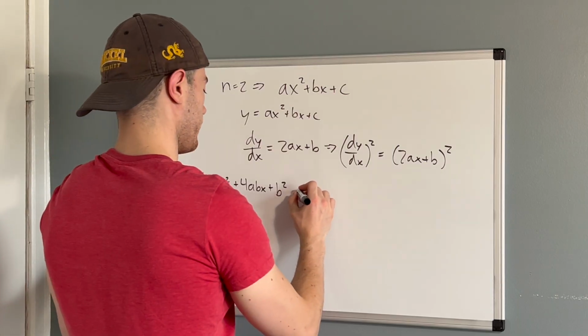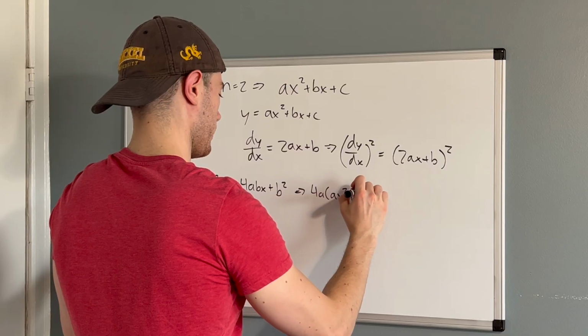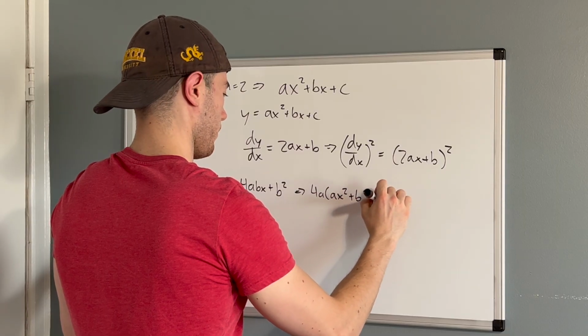The first two terms have a 4a in common. I'm going to factor that out. 4a times (ax squared plus bx), plus b squared.